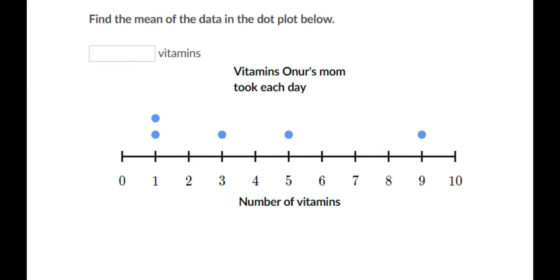We could find the mean of data simply by finding the value of each data point. This is 1 and 3 and 5 and 9 vitamins. So you can find all of those values and then find their average. So in this case, we would add up all of these data points. And in this case, we would divide by 5 because there are 5 data points to find the mean or average number of vitamins that this guy's mom took every day.